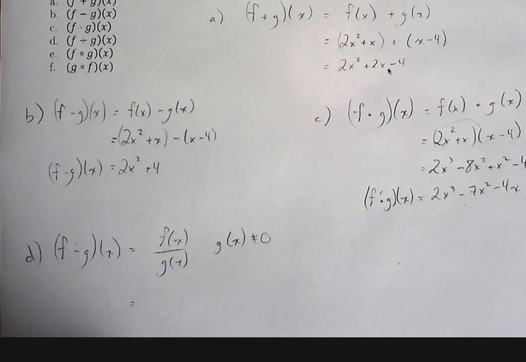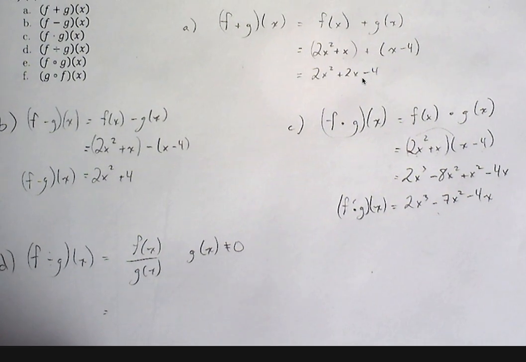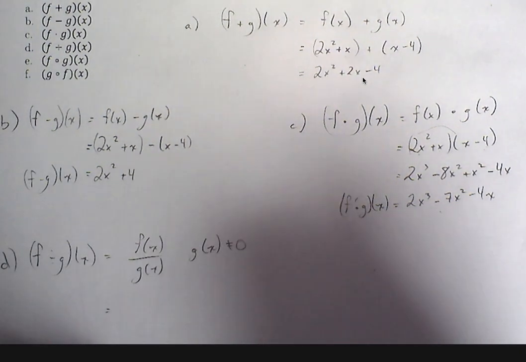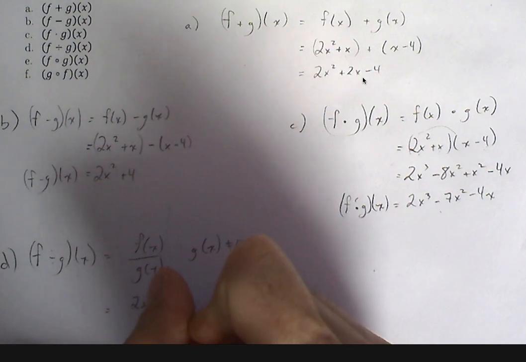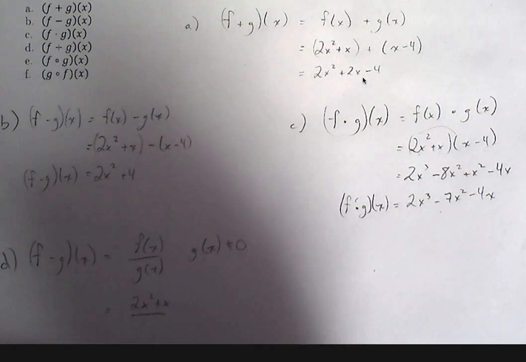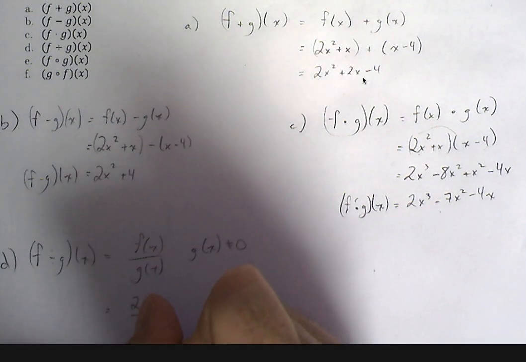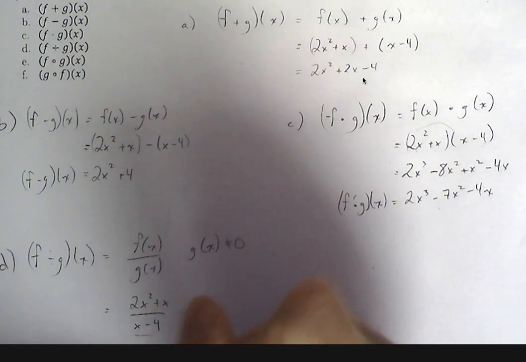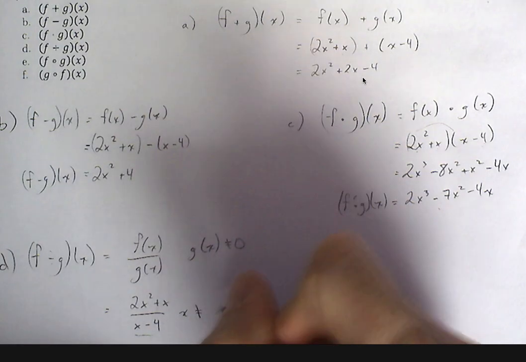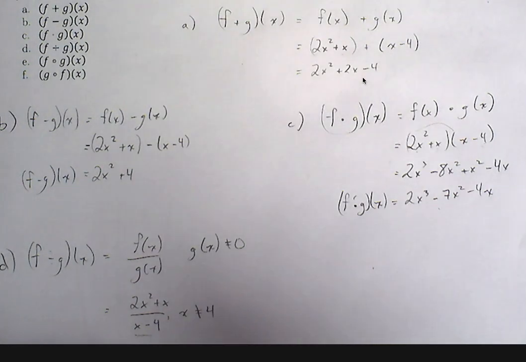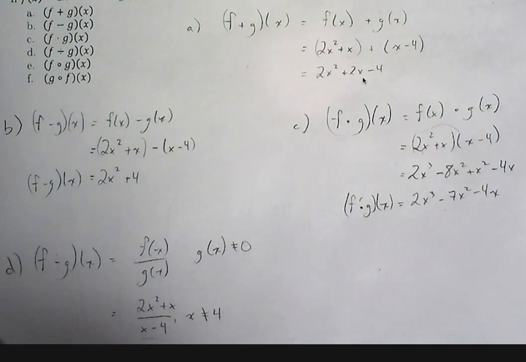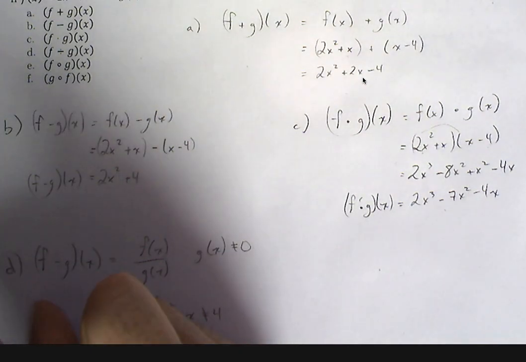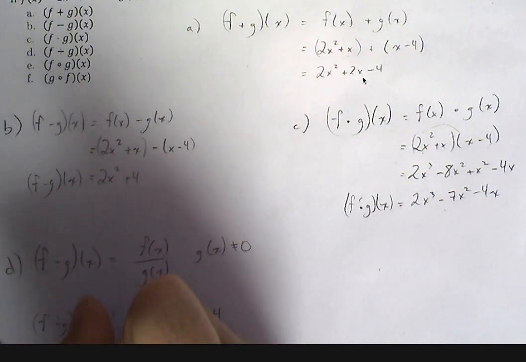Don't really need that much room for this one. So f of x is 2x squared plus x over g of x. g of x is x minus 4. Now we have to consider what value of x makes my denominator equal to 0. So x cannot be equal to 4. There's my non-permissible value that I must include. So that was f divided by g of x.